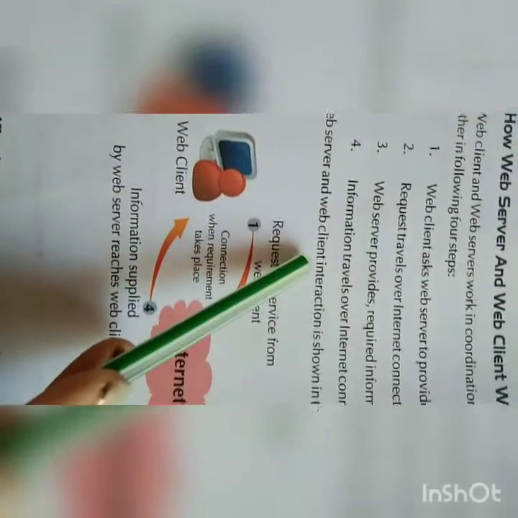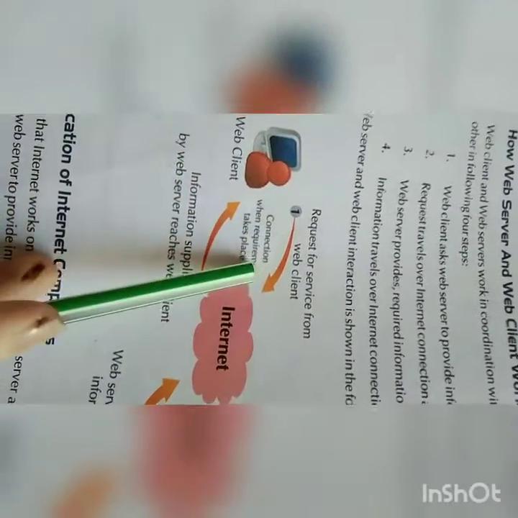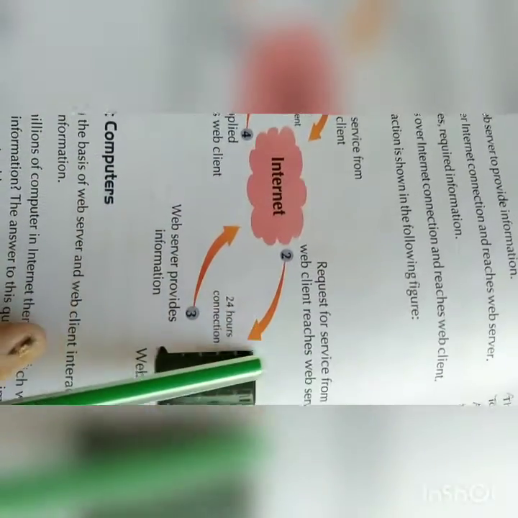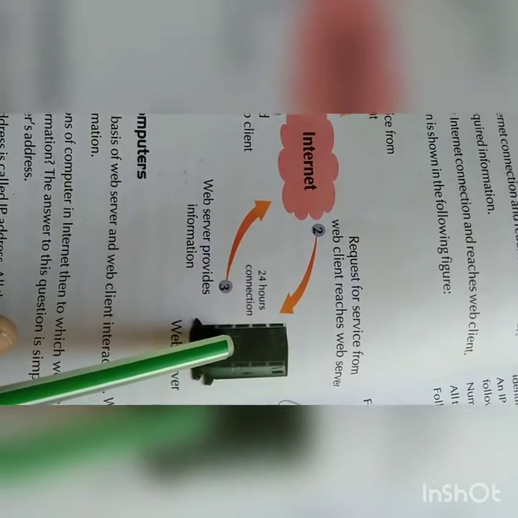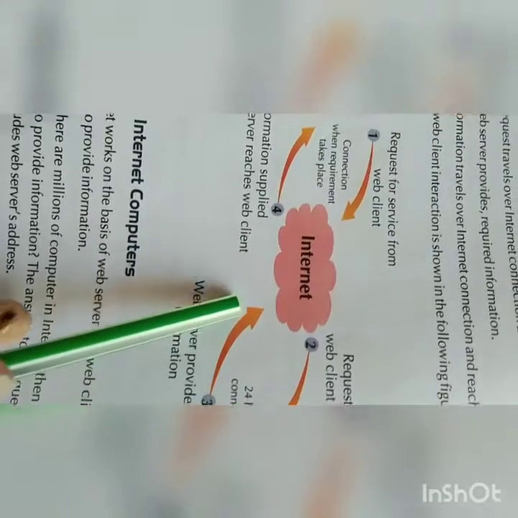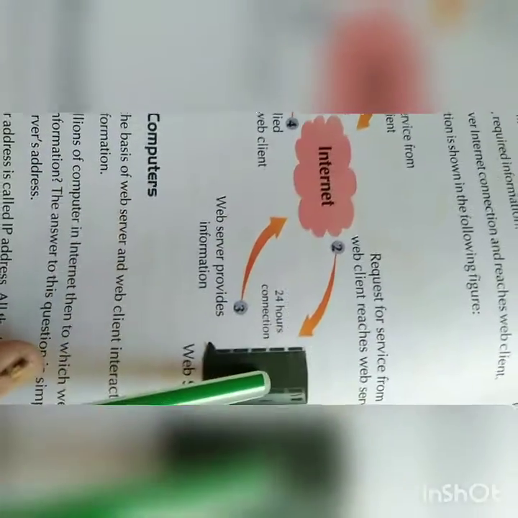The web server and web client interaction is shown in the following figure, in the form of a picture in your textbook. Web client, you are the web client. Web server is where you are taking information from. First of all, as the web client, you search for something, and with the help of the internet it reaches the web server. The web server gets that question from you and, within 24 hours, takes your instruction and gives proper information to you. So the arrow goes to the internet, the web server, and from the web server, the internet, and the web client.